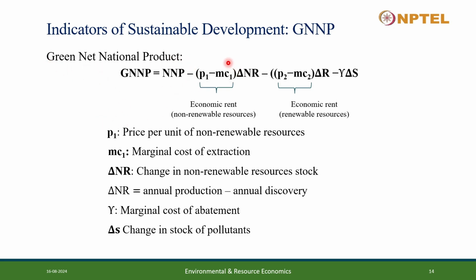So here is how economic rent is calculated. It is covered in the previous lecture. Economic rent will be price per unit. So P1 will be our price per unit of renewable resources, and MC1 will be the marginal cost of extraction, the per unit cost of extraction. Then there is the change in stock of renewable and non-renewable resources, which will be annual production minus annual discovery.